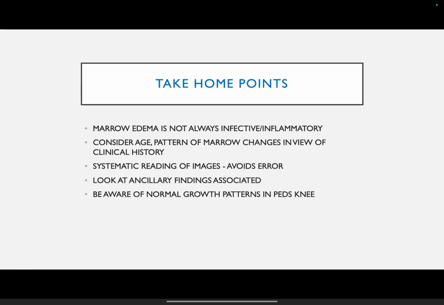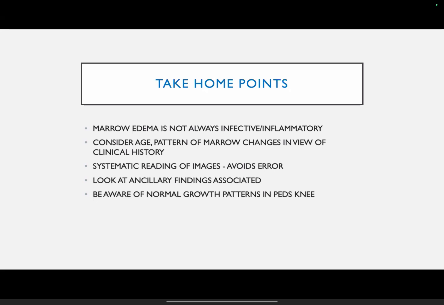So I tried to make these slides so that one can get an idea of what patterns and what diseases we encounter in our daily practice have their epicenter. When we know the epicenter, we can think of certain situations, and when we know the situation, we can make our report in such a way that our treating doctor trusts us more and is happy with it, so that the patient can be given appropriate care. So marrow edema is not always infective or inflammatory, as I said, and I repeat this time and again because I have made this mistake in the past.